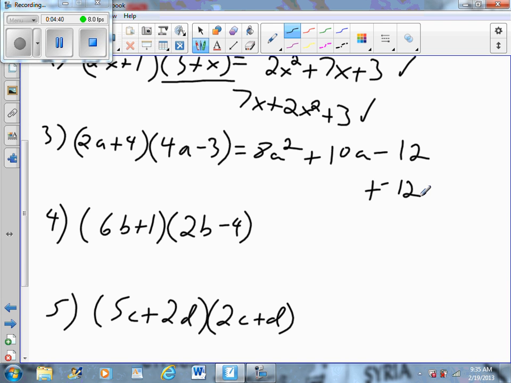The appropriate sign. Now, what about the middle terms? Everybody see how we got the positive 10a? How do we get the 10a? Well, first of all, Frederick, let's look at this. What's 2a times a negative 3? Negative 6a, right? Negative 6a. What is 4 times 4a?